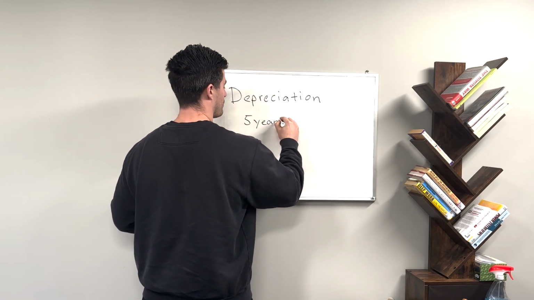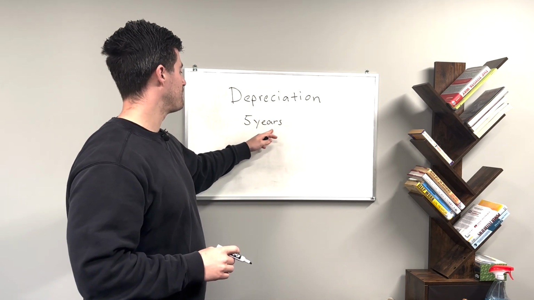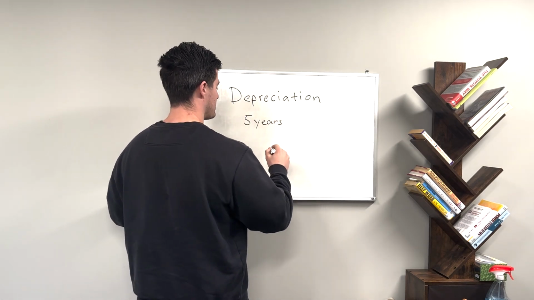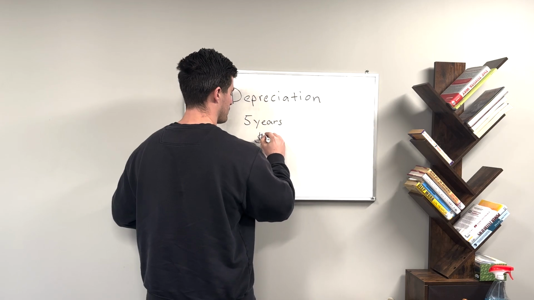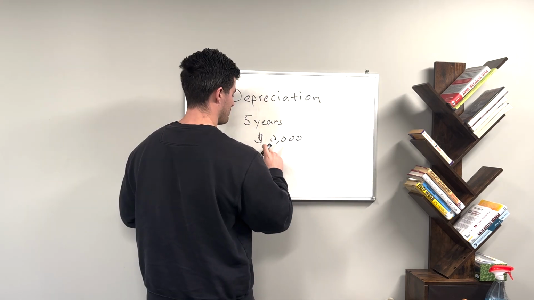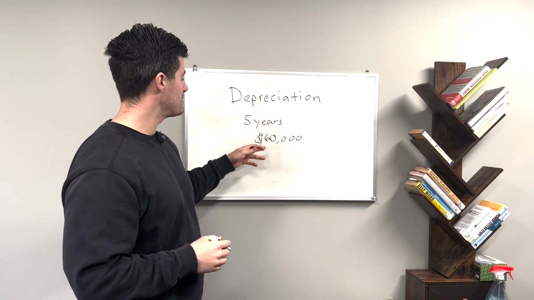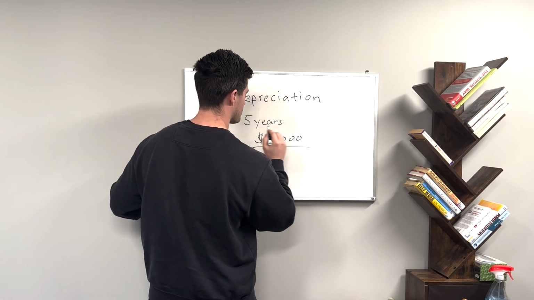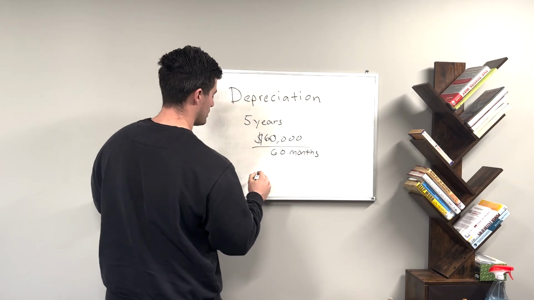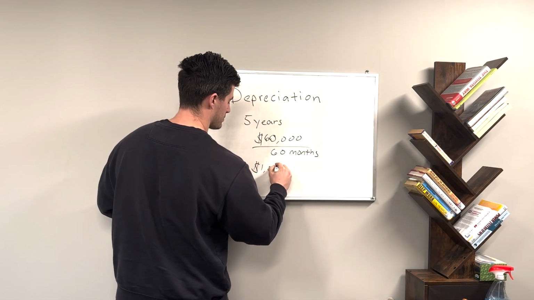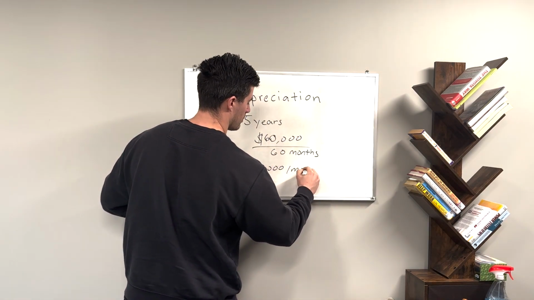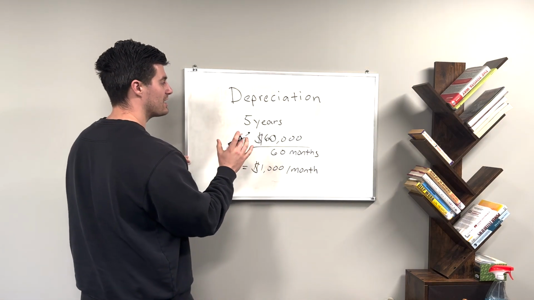But basically, to summarize this, most vehicles and most equipment have a useful life of 5 years. So for example, if you buy a piece of equipment that's going to last 5 years, let's say for $50,000, well, we'll keep it simple, we'll make it $60,000. It's going to last 5 years, which is 60 months. So $60,000 divided by 5 years equals $1,000 per month in depreciation. Like I said, this is a non-cash transaction.